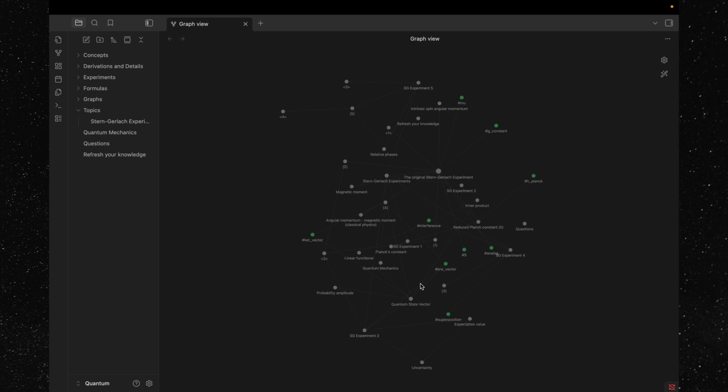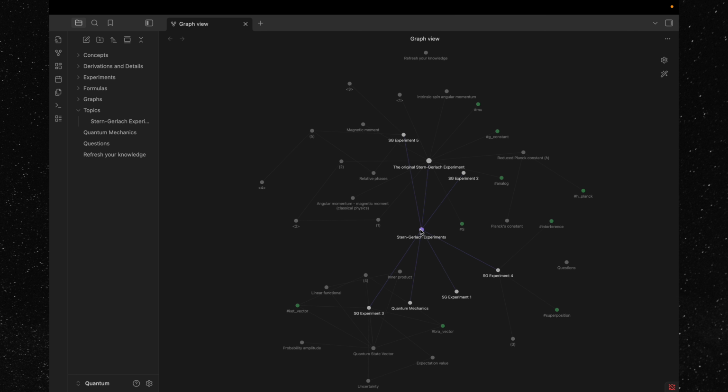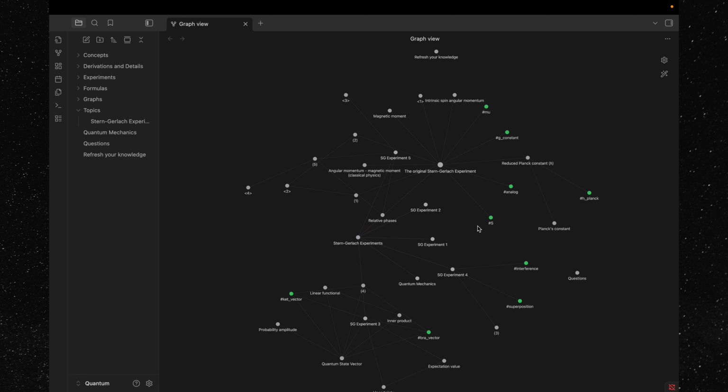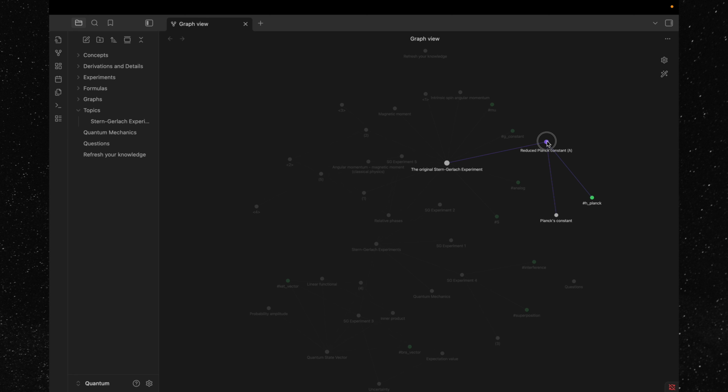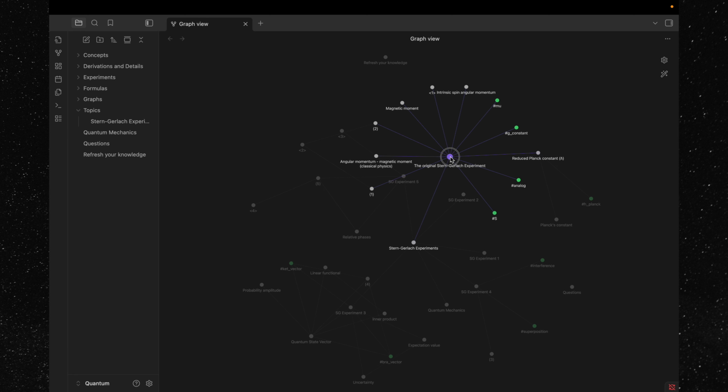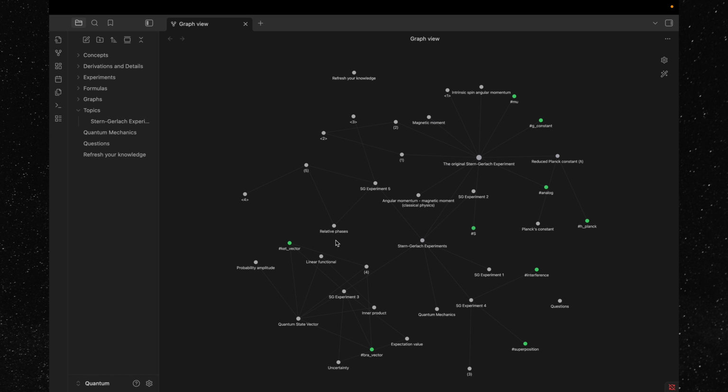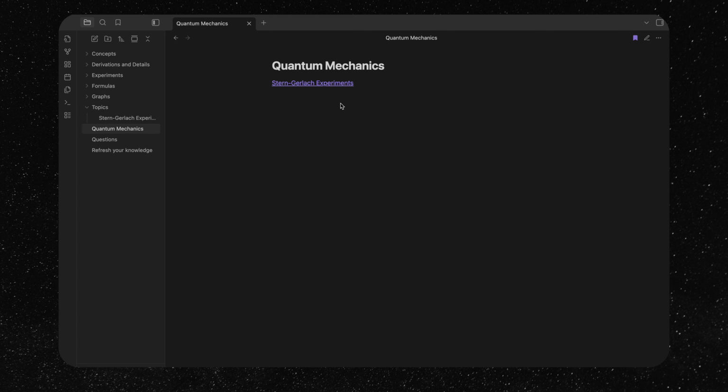I'm also using the Zettelkasten method of note-taking, though maybe not perfectly. Basically, each note should cover only one concept. That way, everything stays clean and organized. Let's begin with Stern-Gerlach experiments.